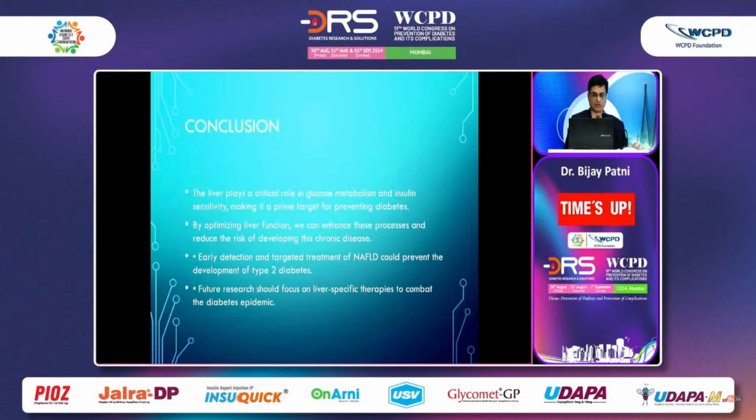So to conclude, the liver plays a crucial role in glucose metabolism and insulin sensitivity, making it a prime target for preventing diabetes. By optimizing liver function, we can definitely enhance these processes and reduce the risk of developing any chronic disease, particularly metabolic disease. Early detection and targeted treatment of NAFLD or liver disease could prevent the development of type 2 diabetes, and future research focusing on liver-specific therapies will be able to address most of the concerns of preventing diabetes.